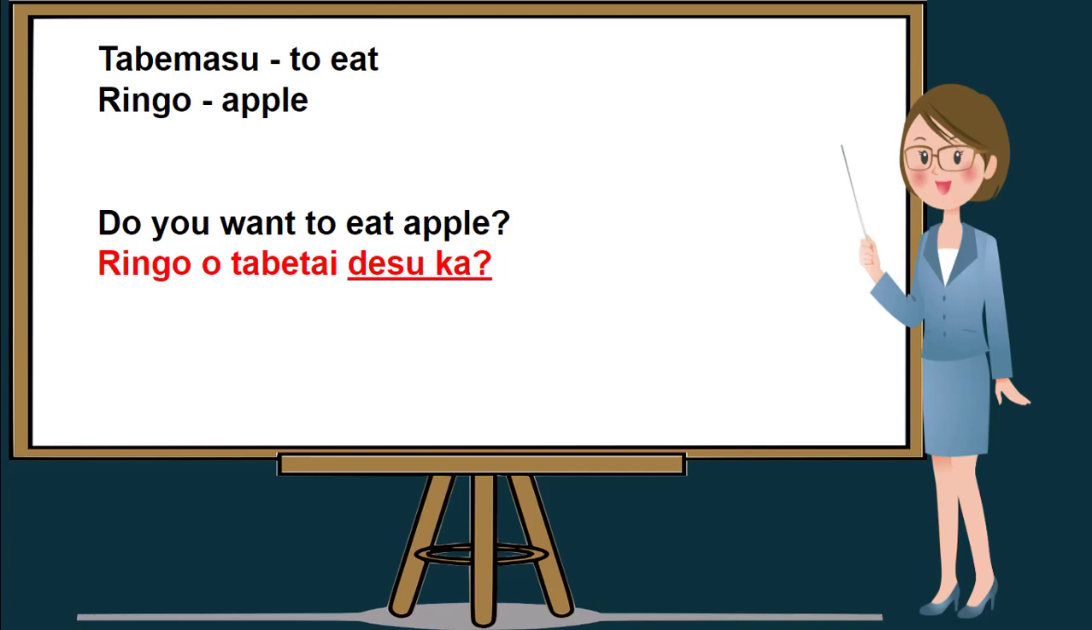Very good. From our first example, we only add desu ka to make it an interrogative sentence. So, if you translate, do you want to eat an apple? It will be Ringo tabitai desu ka? Let's read this one once again. Ringo tabitai desu ka? Which is, do you want to eat an apple?